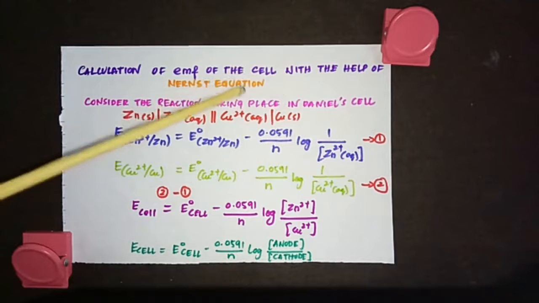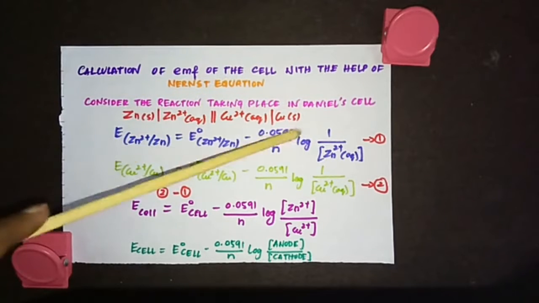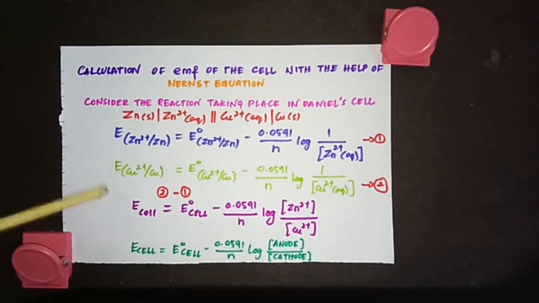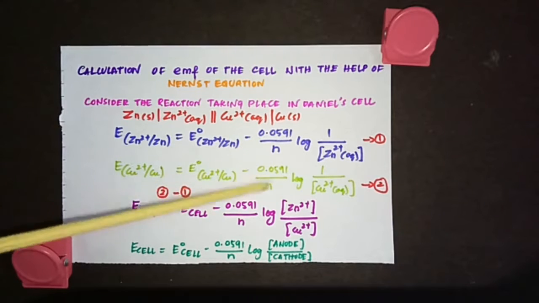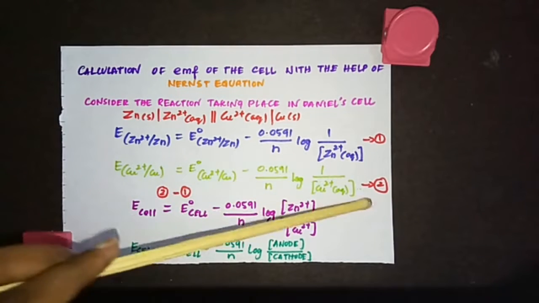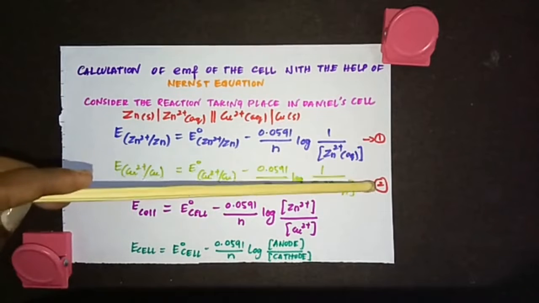Now apply the same Nernst equation to this half cell to calculate the E cell, because the concentration is not 1 molar. So we are applying the Nernst equation. So E Cu2+/Cu is equal to E naught Cu2+/Cu minus the same thing, log 1 by concentration of Cu2+ ions. Now you're going to subtract 1 from 2.